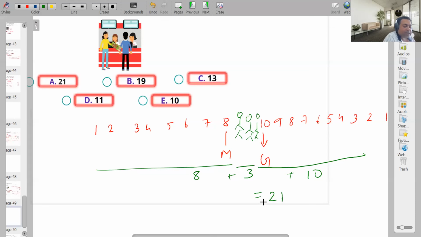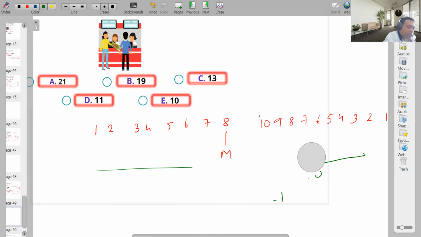But is this the least? What if the 3 people are not on this side, but they are in front of Meera? What if Gaurav's position is here?